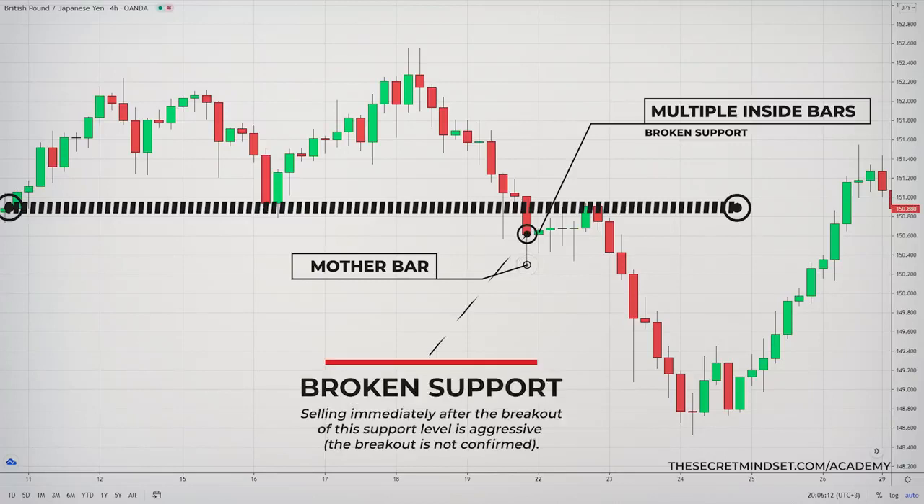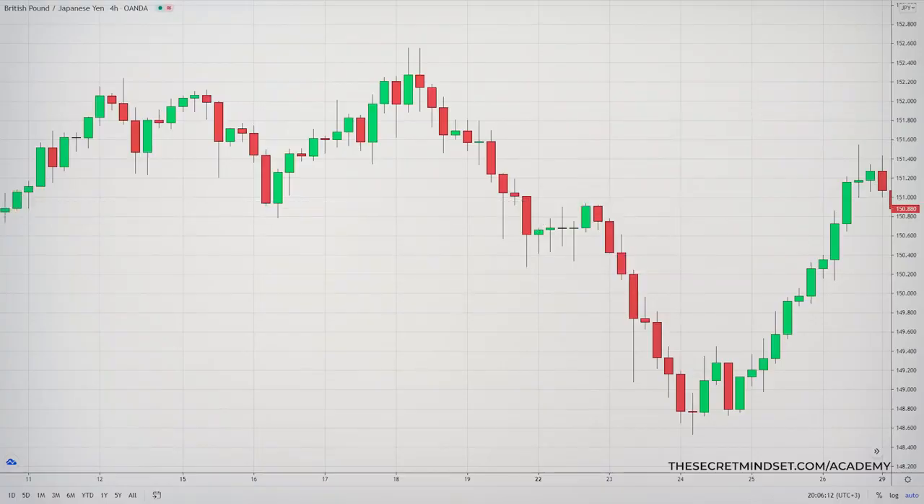Right now, no one knows if the support level is really broken. If you sell the market immediately after the breakout of this level, you are making an aggressive entry, which is tricky and dangerous, because the breakout is not confirmed. The safest entry should be after the breakout of this pattern. The breakout of this candlestick pattern is a clear confirmation that the market is not in an indecision period, and sellers are obviously in control of the market.